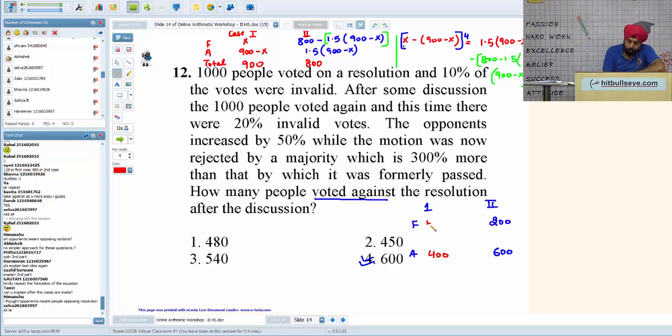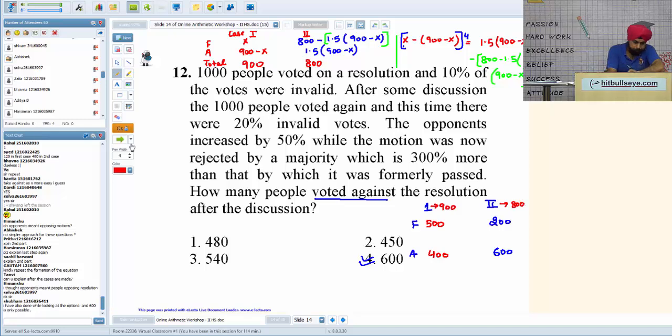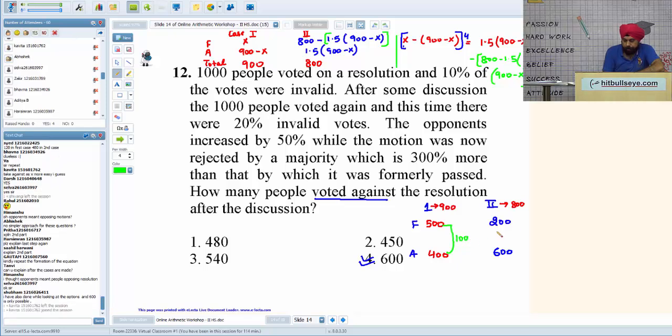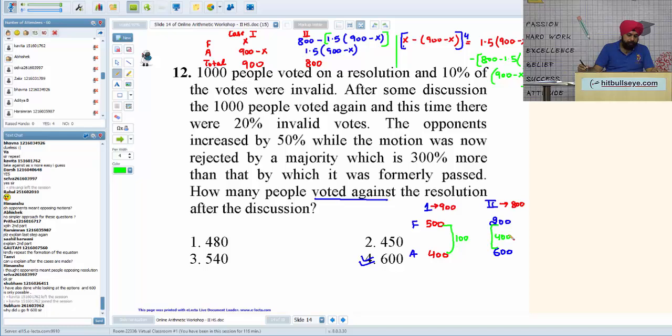So that means the people who are in favor must be 500, because we know in the first case the total was 900. In the second case the total is 800. Now just try to verify the data, students. In the first case the favor were 100 votes comparatively, and in the second case votes against were 400, and 400 is 300% more than 100. So your data gets verified, right students? In the first case it was passed by a majority which is 100. In the second case it was lost by a majority, you can call it, which was 400, which is 300% more than that.